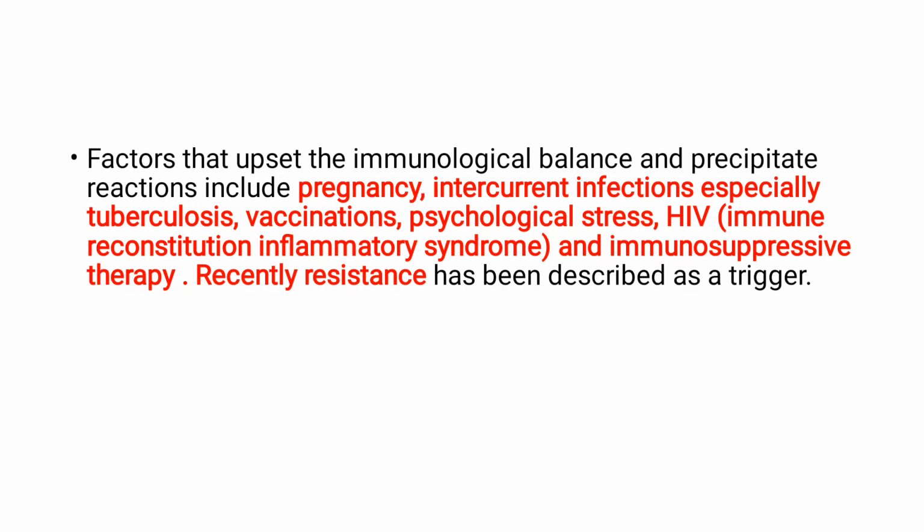The factors that upset immunological balance and precipitate reactions include pregnancy, intercurrent infections, especially tuberculosis, vaccinations, psychological stress, HIV, immune reconstitution inflammatory syndrome, and immunosuppressive therapy. Recently, resistance has been described as a trigger.